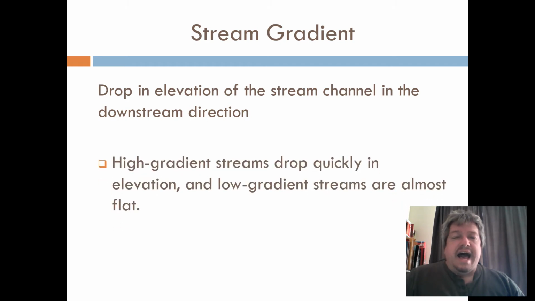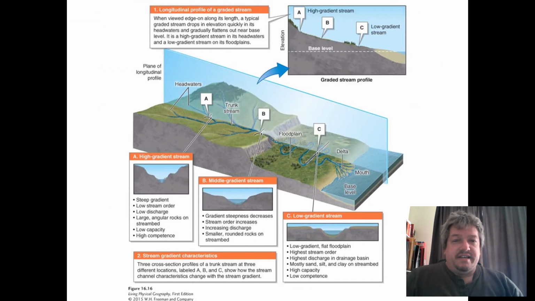So those are called high gradient streams. In other words, from where they start high to low is shorter. So they have a steeper gradient. Okay? Low gradient streams are almost flat and have almost no current. So it looks kind of like this.